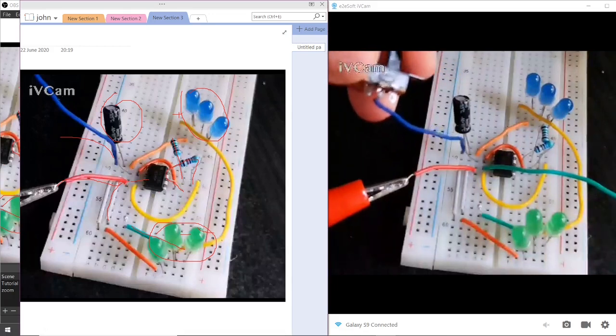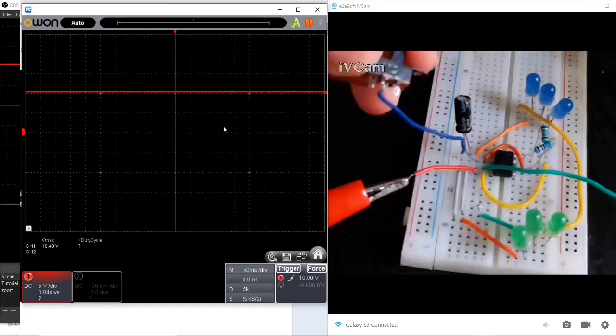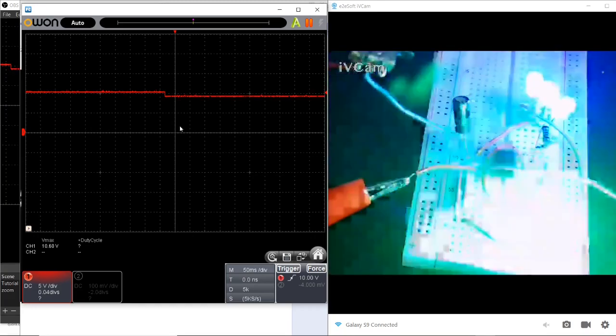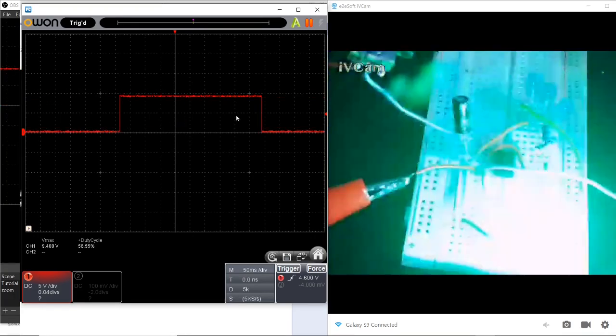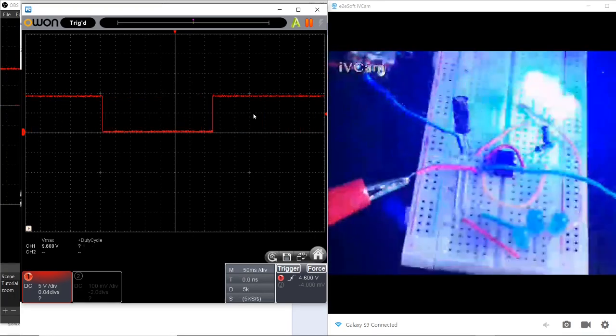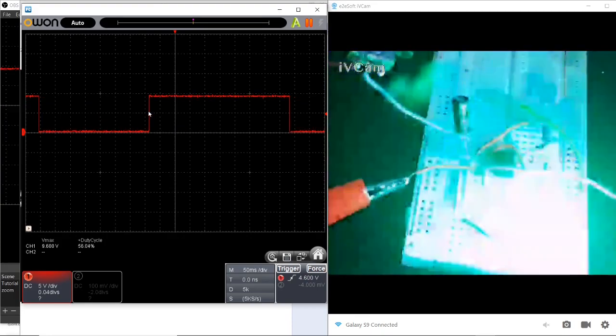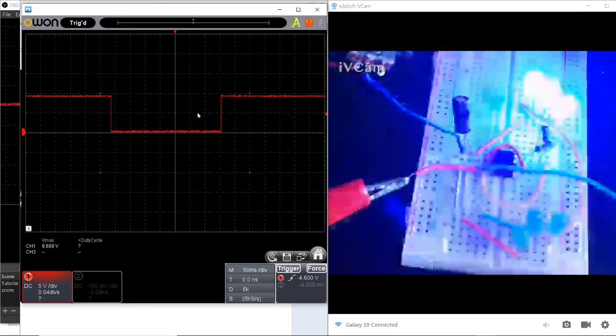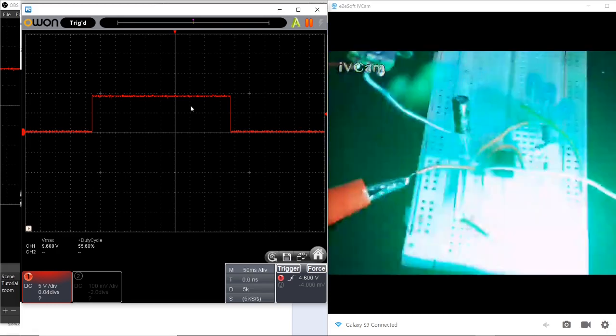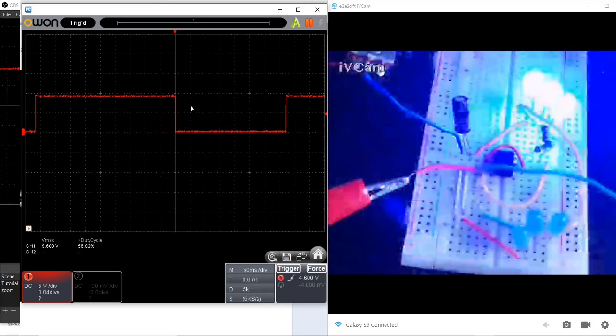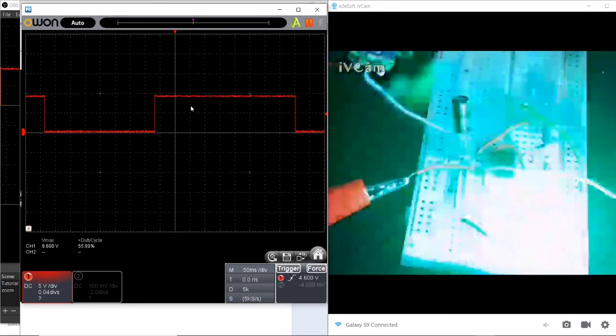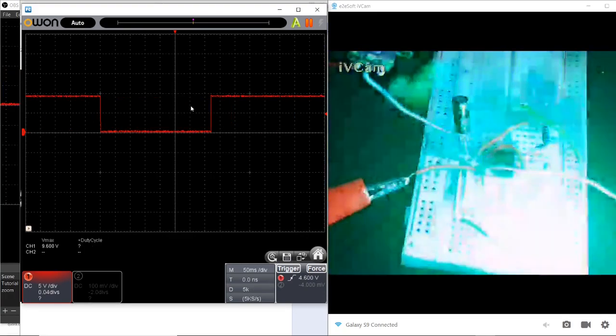I have also connected the oscilloscope in order to see that once I switch it on, it will start changing. And as I explained, when it's high, it will be the right side, and when it's low, it will be the left side on.